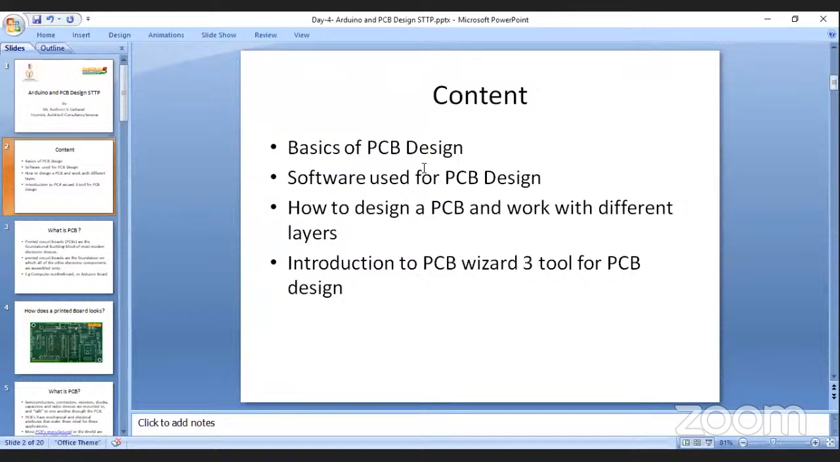Okay, let me go ahead. I will share my new screen now, and we'll try to understand the different aspects of this PCB designing, and let me try to perform.